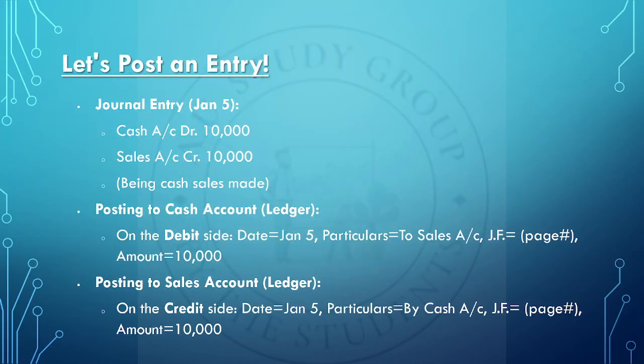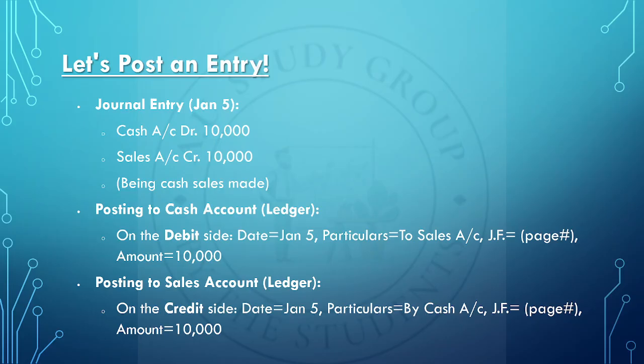Now let's take a transaction. On January 5th a cash sale was made for 10,000. In the journal book, what will you write? What is the journal entry for a cash sale made for 10,000? Cash account debit to sales account. Very good. Cash account debit to sales account, 10,000. That will be the journal entry.